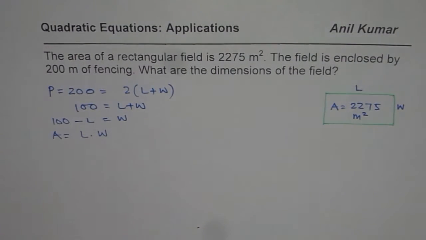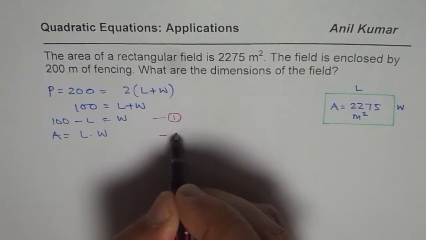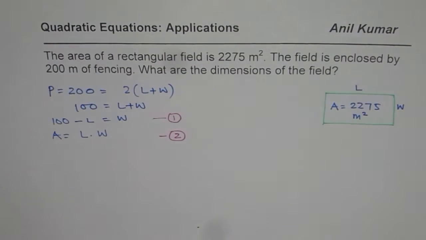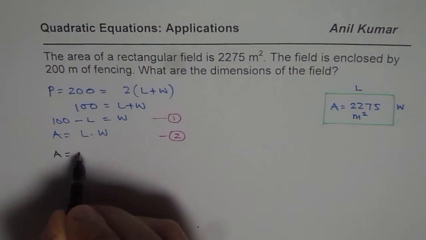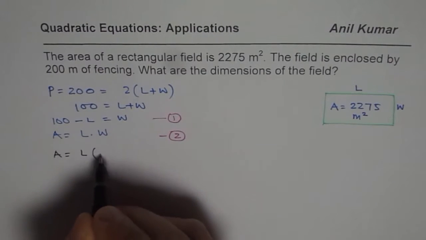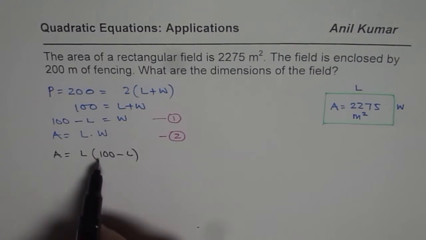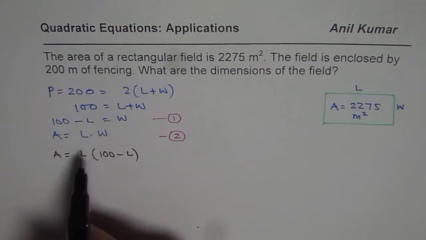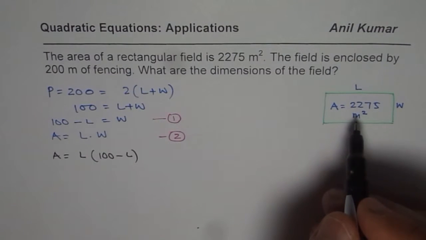And use this value of 100 minus length, let me call this as equation 1, in equation 2 to find area in one variable. So we can now write area as equals to length times width, which is 100 minus L. Length and width now have been related, so we get area in terms of one variable. So now we can solve for that variable.